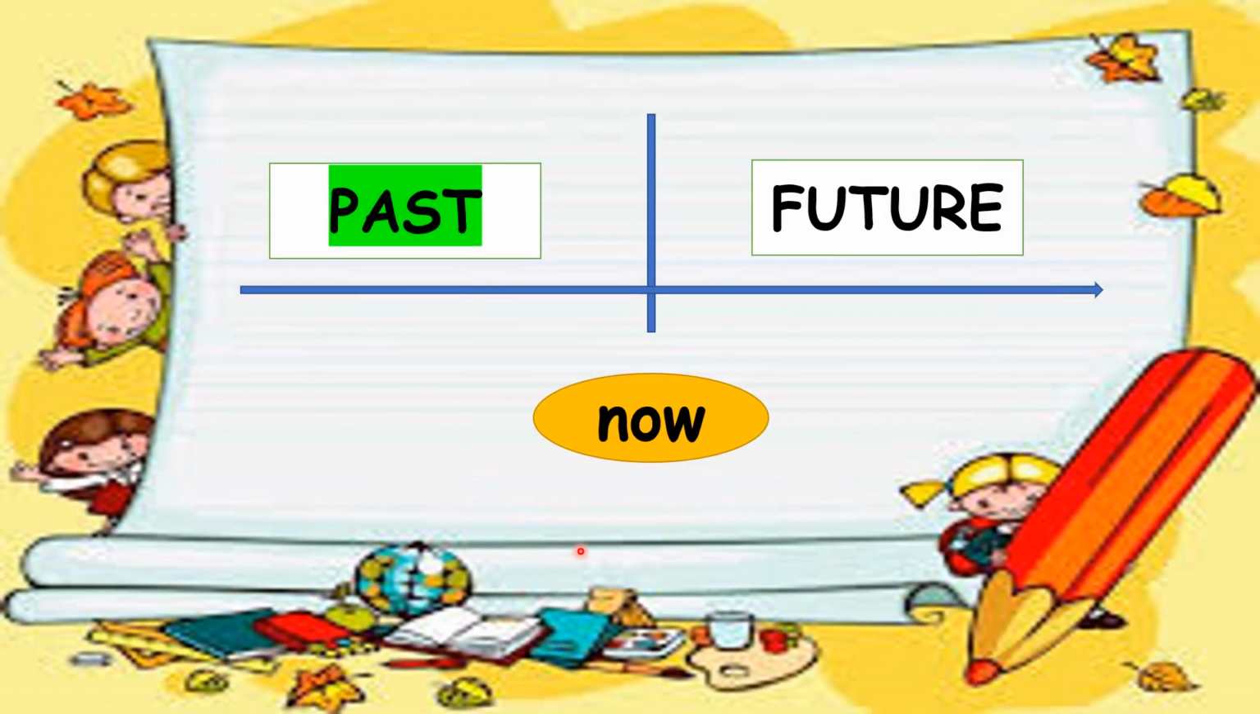Take a look at the diagram. So this is now. This is the moment, the present. So everything before now is the past. So it can be actions, activities that took place a while ago, just now, a long time ago, like in fairy tales. And everything after now is the future. So it can be later on, tomorrow, tonight, next year.